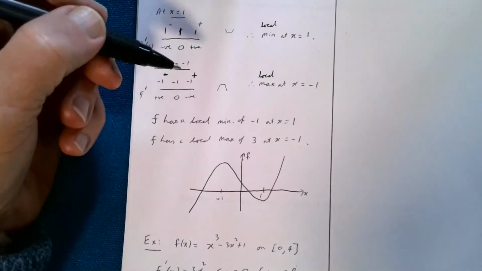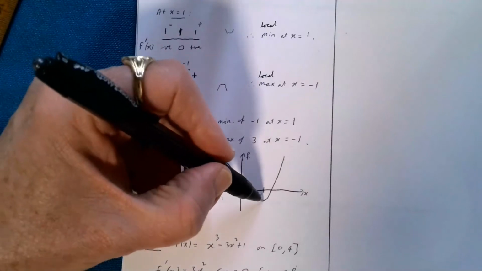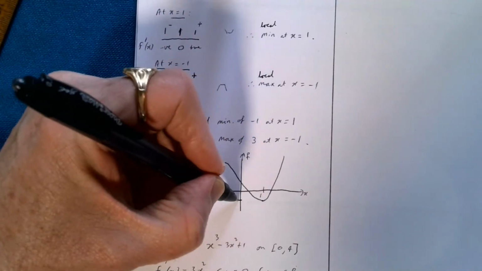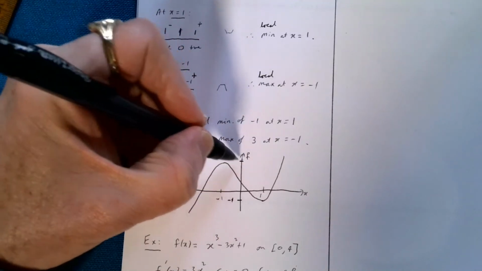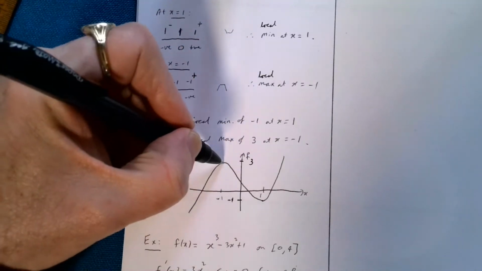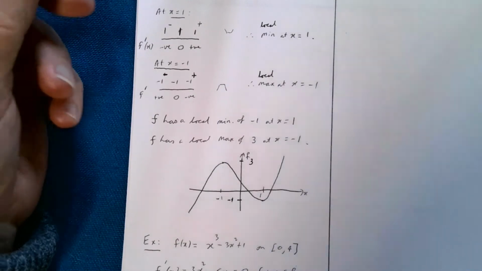So the picture's looking something like this. It's going down, it's got a minimum here of minus 1 at 1. And it's got a local maximum of 3 at x equals minus 1. And that's the picture there.